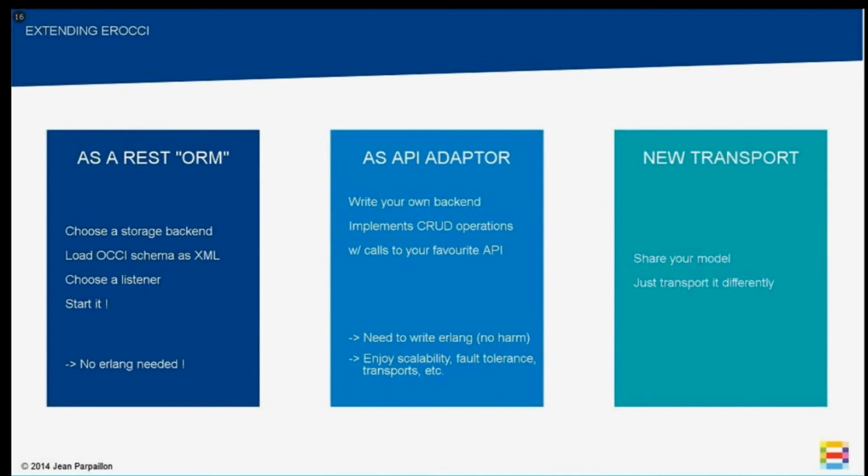If you want to use erOCCI as an adapter to an external API, to have a gateway between, for instance, an OCCI API and another REST API, you can write your own backend. You just have to implement the CRUD operations and call your favorite API from that. You need to write Erlang. It's not so complicated, but it's not really usual. But you can benefit from the scalability, the fault tolerance, the different transports and such. And if you want to write a new transport, you can benefit from erOCCI because you can share the model, because the model is independent from the transport, and you just have to write the transport.